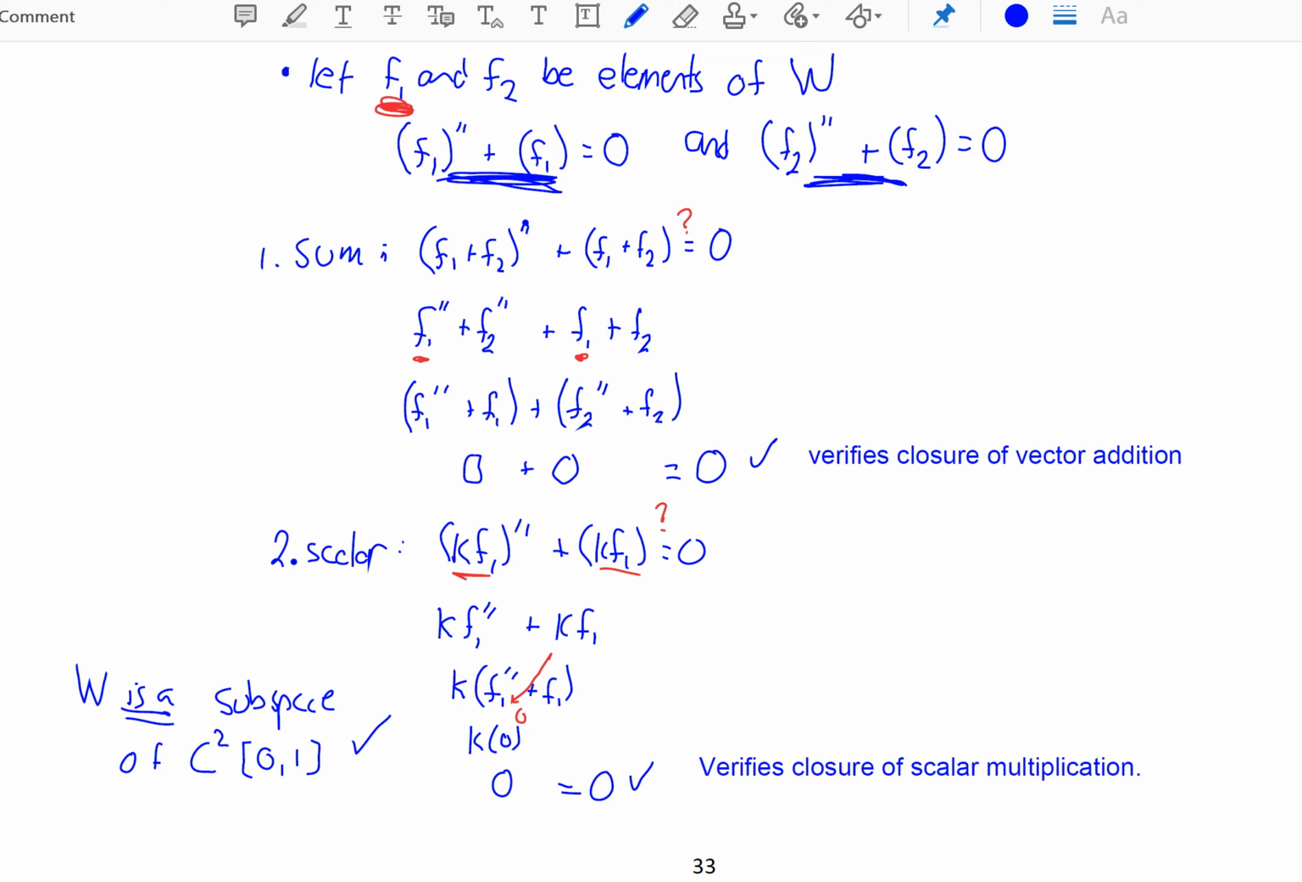Okay, I hope this is helpful. I think this should give you all the examples that you need for completing your homework in Chapter 3.5, and I will see you next time.